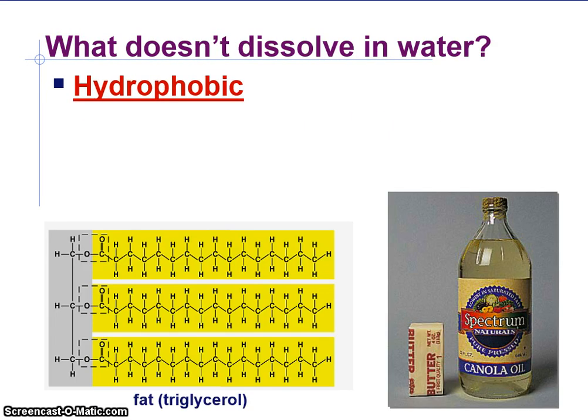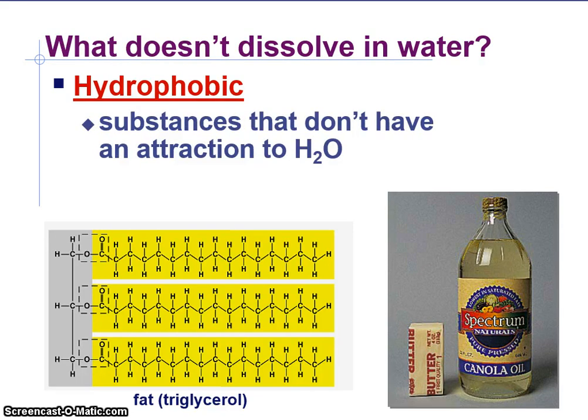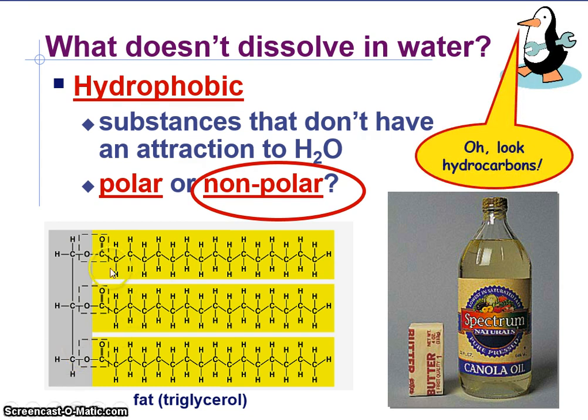What doesn't dissolve are things that are hydrophobic. So substances that don't have an attraction to water are water-fearing, and these are going to be your non-polar substances. Fats and oils are a great example of this, and they have these long hydrocarbon chains. And so while the carbon is more electronegative than the hydrogen, because of the geometry, because of the way that they're arranged, you're not going to have an overall charge here, and therefore it won't readily dissolve.